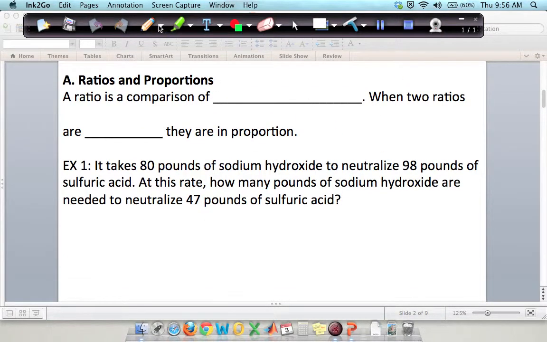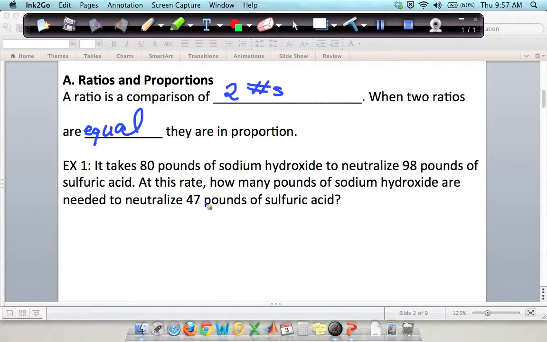And what is a ratio? A ratio is basically a comparison of two numbers. So for example, the probability when I flip a coin that it'll be heads is 1/2. That's a probability, but it's also the ratio 1/2. When two ratios are equal, they are in proportion. And so we're going to solve a couple of proportions.